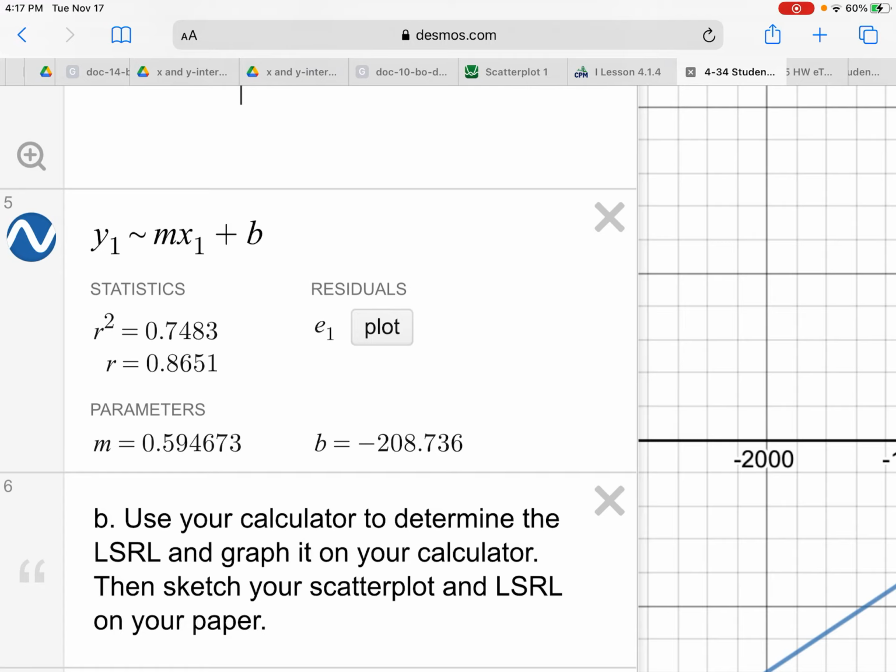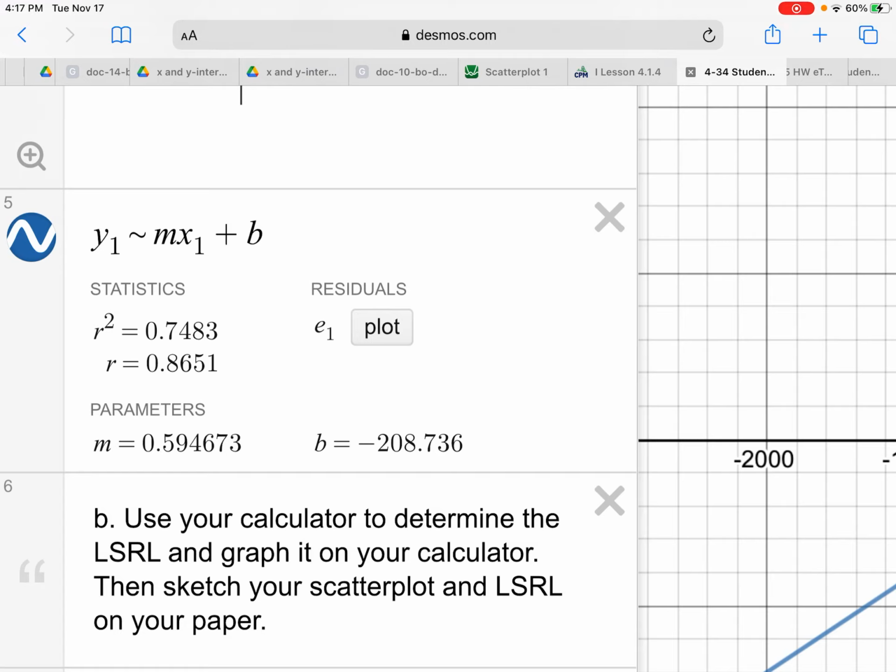as a whole. So if you were to write the equation, write the LSRL, you would write y equals, then put that slope in there, 0.594673x plus or minus, I guess, 208.736. And that's your LSRL.